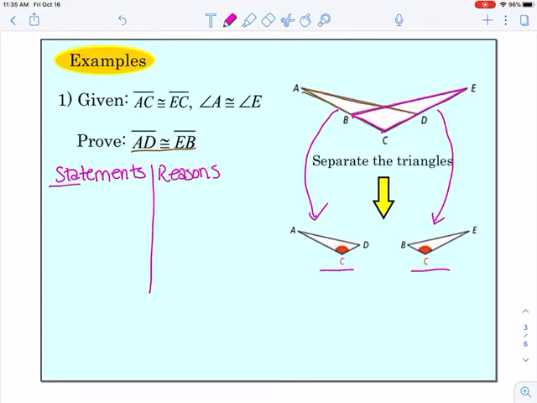And no matter what, the first thing that's going inside my statements is my given. So I have AC is congruent to EC, and angle A is congruent to angle E. And again, the reason I know that they're true is because they are given. So I'm going to mark them off in both pictures, just because it's the first one that we're doing here. So AC is congruent to EC.